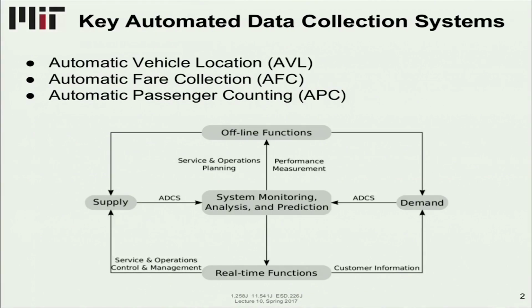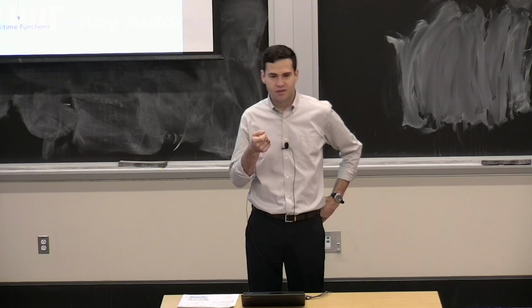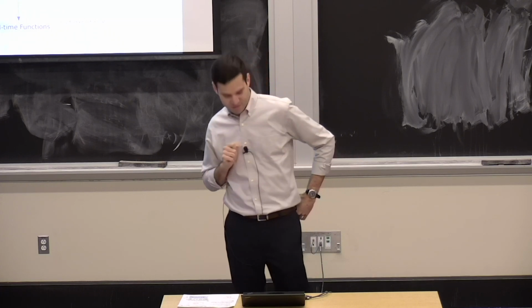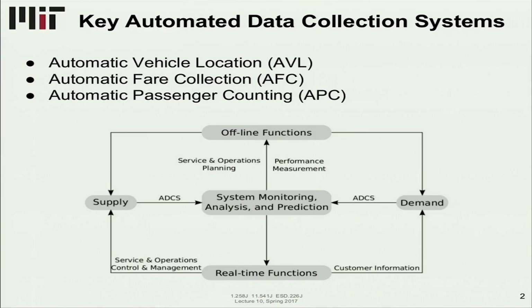So all right. More generally, when we talk about data collection systems, we've seen the key ones, right? AVL, AFC, APC. I think we're all familiar with how these look. Does anybody have questions on any of these systems right now? You're looking at some data in your homework. Do you have a question? No. Okay. All right. So they can be used for many things.